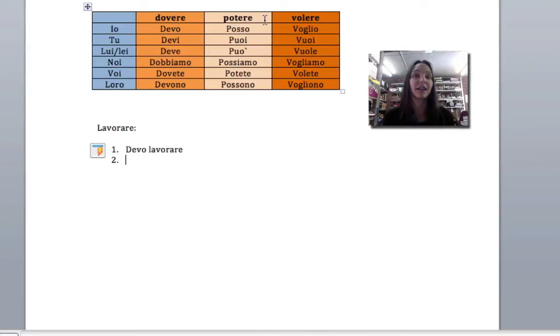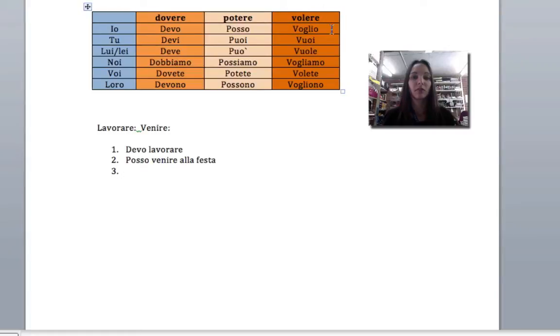Let's do an example with potere. I can come, say, to a party, for example. So to come is venire, and I can is posso. So posso venire alla festa.